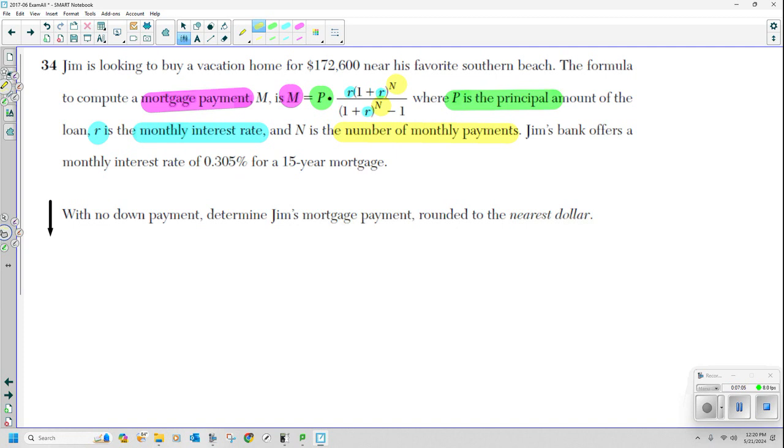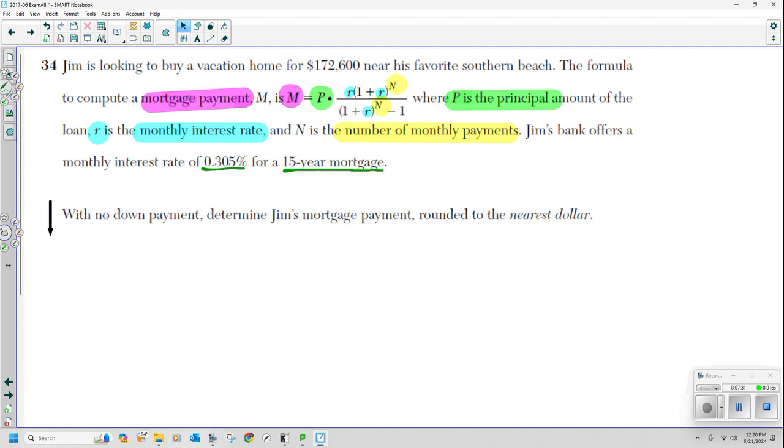Jim's bank offers a monthly interest rate of 0.305% for a 15-year mortgage, with no down payment. Determine Jim's mortgage payment rounded to the nearest dollar.